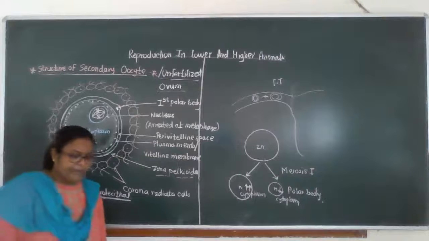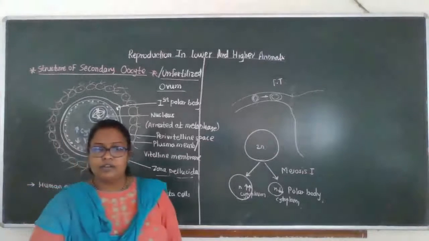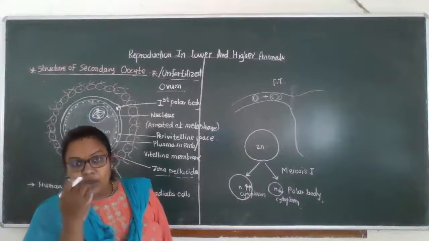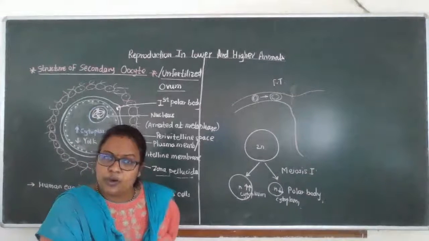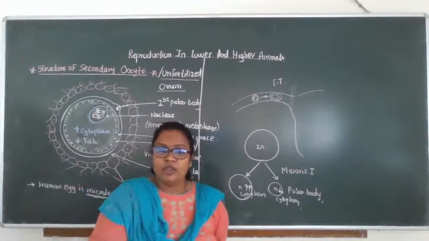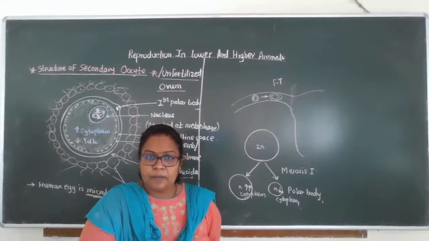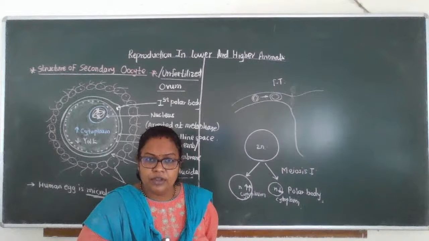As you know, in a female, when the female fetus is in the womb of the mother, during that time the ovaries get formed, right? The oogonia get formed, right?